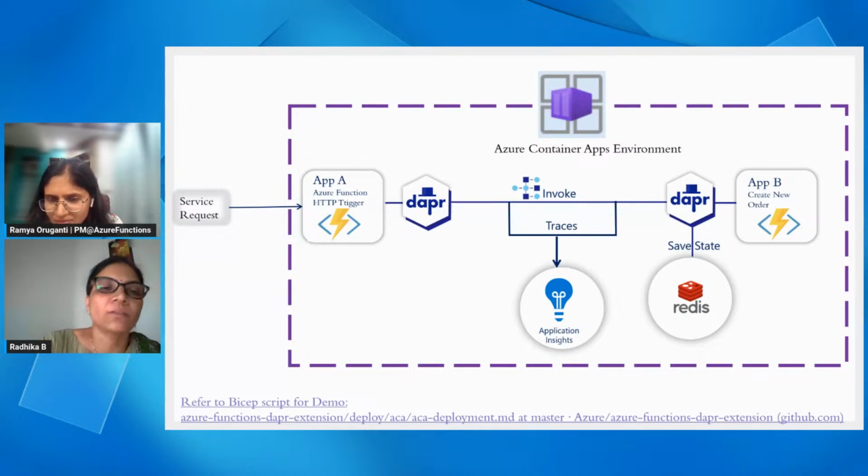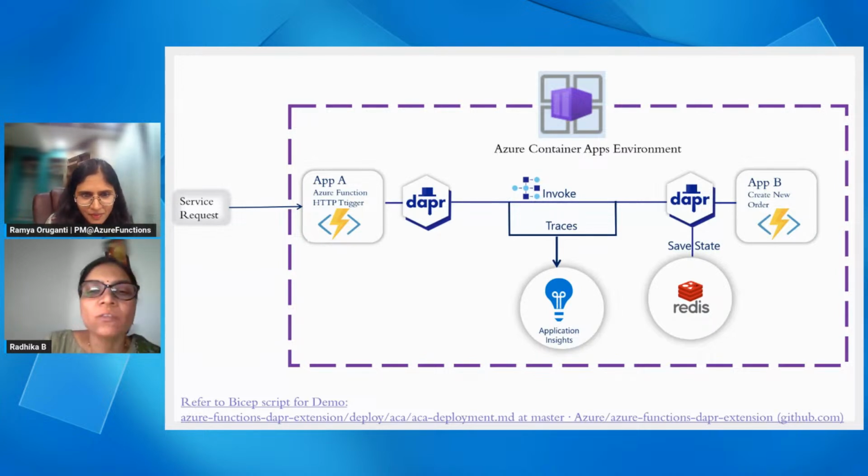I'm going to quickly show a demo on the use case where I have a public facing function app running, which will be initiating a call via Dapr, invoking a backend API, which is again another function app running. It creates a new order. And then using Dapr again, it will save the state of the order that gets created in the Redis state store.